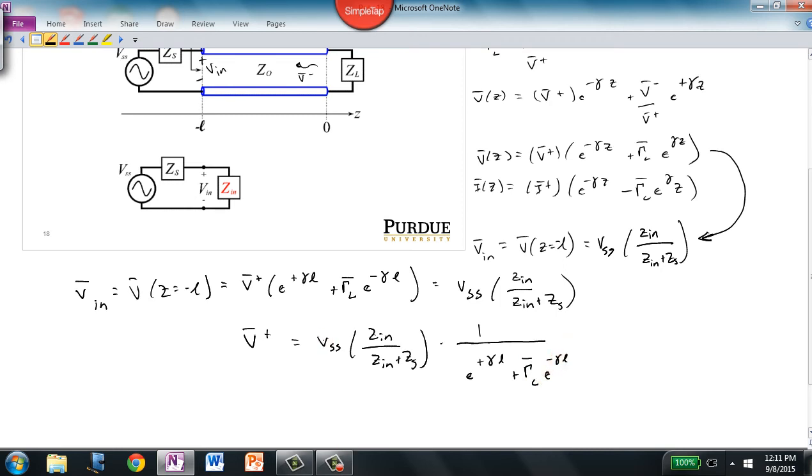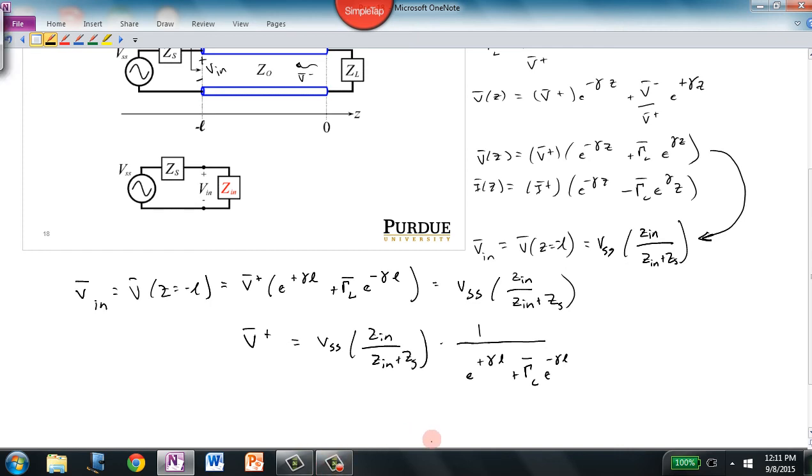So this is a really important result. We can now find the magnitude and the angle of the incident voltage wave from the source voltage, the input impedance of the transmission line, the source impedance of the source, and the complex propagation constant, length, and reflection coefficient of the transmission line circuit, all of which we know how to solve for. So now we can figure out what this V bar plus is.